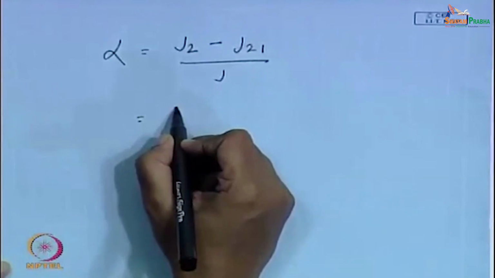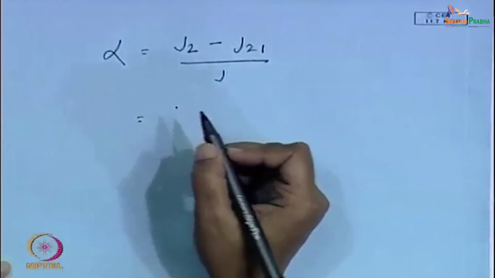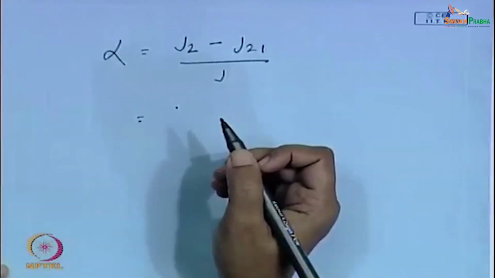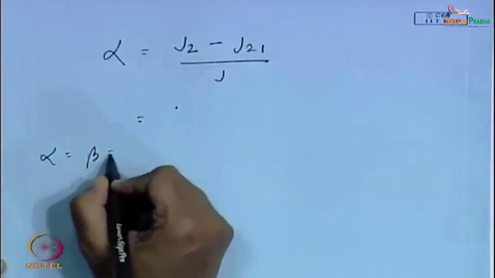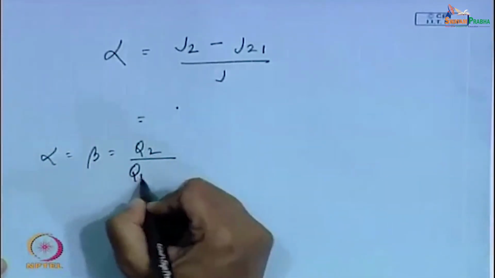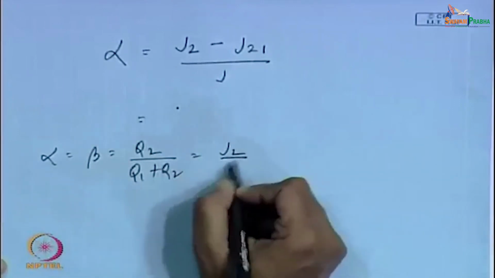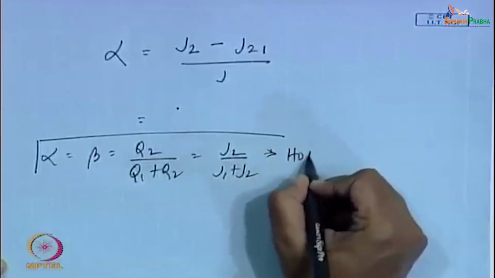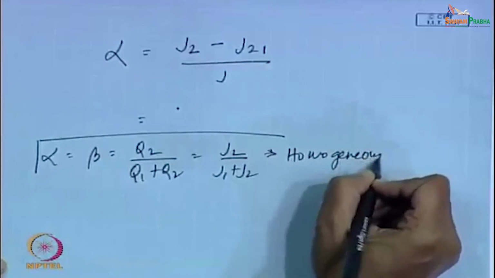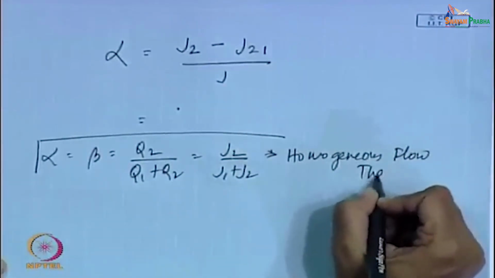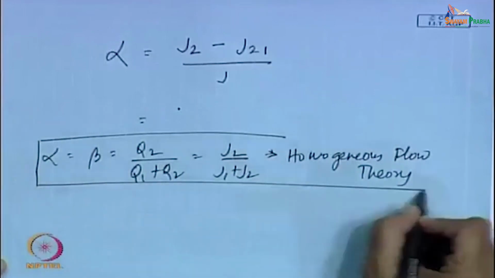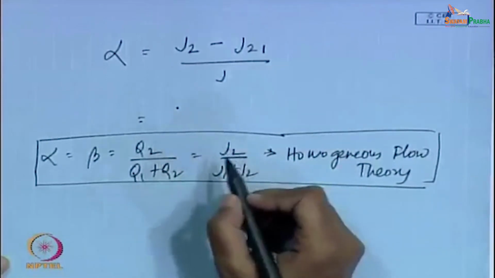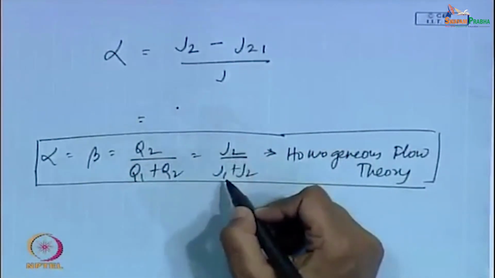Yes, it is just the input flow rate of phase 2 divided by the total input flow rate, is not it? Alpha equals beta. For the homogeneous flow theory, we get this equal to Q2, and this is nothing but equal to J2 by J1 plus J2. Is not it, for the homogeneous flow theory? Yes or no? We get this from the homogeneous flow theory. Agreed? So, therefore, from the homogeneous flow theory, alpha equals J2 by J, is not it?